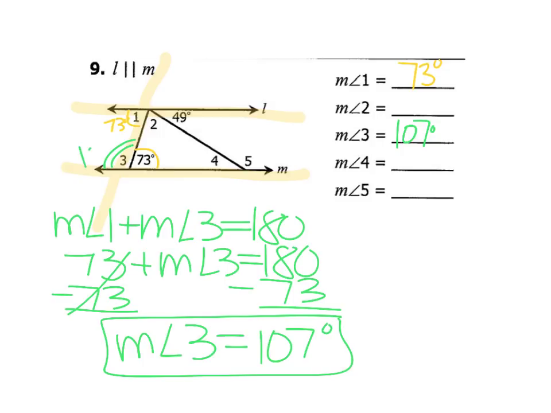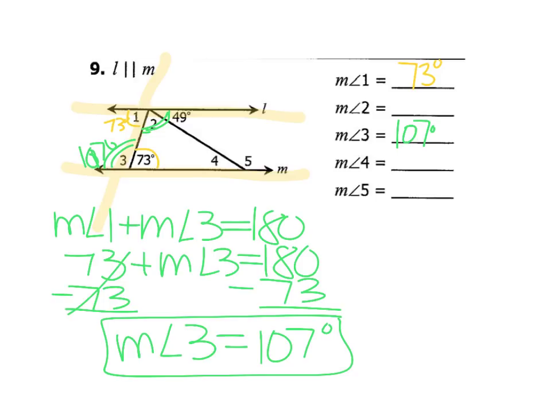And we can know all of that just by looking at those parallel lines cut by a transversal. You could have also said that 73 and angle 3 were a linear pair, so you could have done 180 minus 73 to get angle 3 as well. Now, we also know that angle 3 and angle 2 plus 49 would be alternate interior angles.